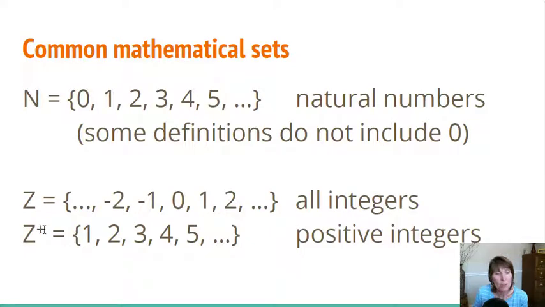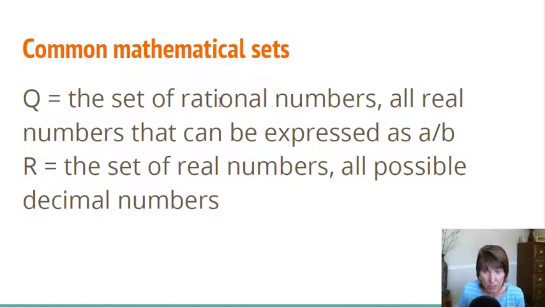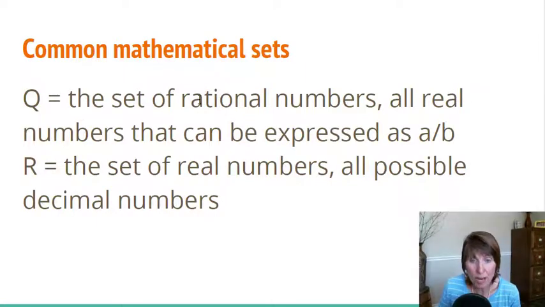Now you can put a little subscript with a plus or a minus, and that indicates positive or negative. So Z plus is all of the positive integers, and Z minus would be all of the negative integers. Notice 0 is not counted in this one because 0 is neither positive nor negative, so it wouldn't be included in Z plus or Z minus. Then there's Q, which represents all of the rational numbers. The rational numbers are real numbers that can be expressed as a divided by b, and real numbers are all possible decimal numbers.